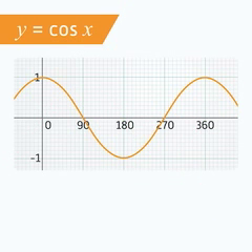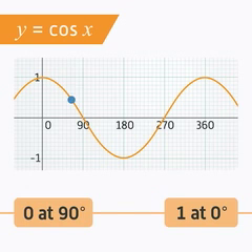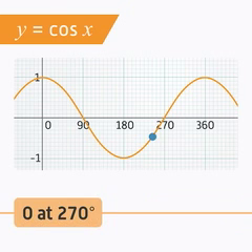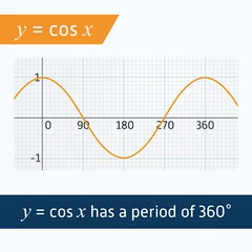The graph of y equals cosine x has a very similar shape to sine x and has some important points to remember also. The graph starts at its maximum value of 1 at 0 degrees. It then falls to 0 at 90 degrees, continuing to its minimum of -1 at 180 degrees. It then rises back up to 0 at 270 degrees before reaching its maximum of 1 again after 360 degrees. Like the sine graph, this means that y equals cosine x has a period of 360 degrees.